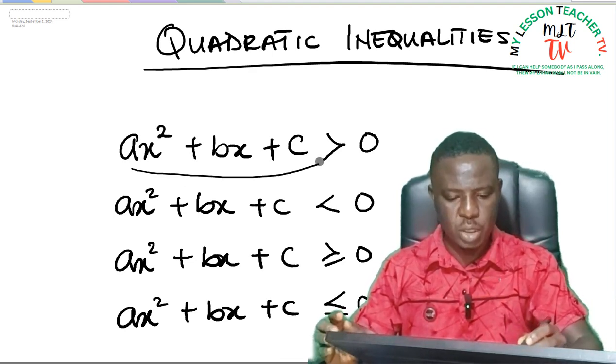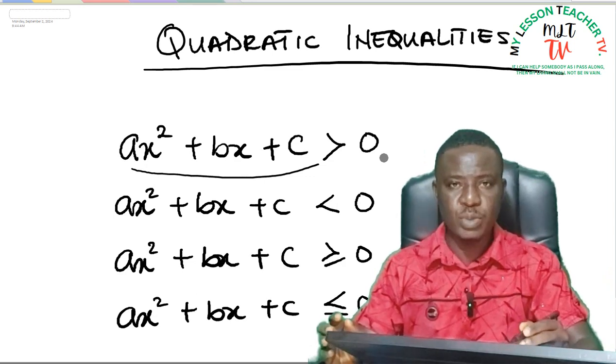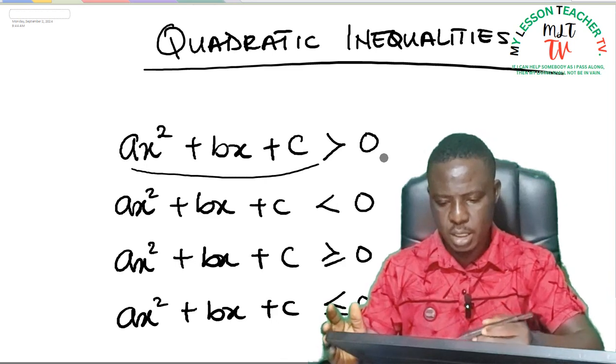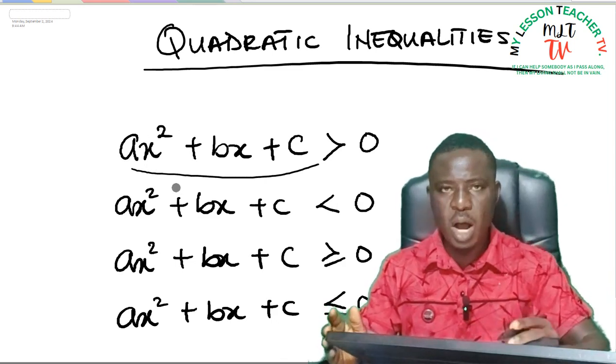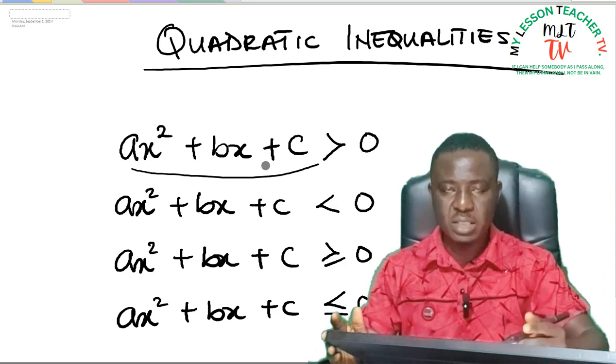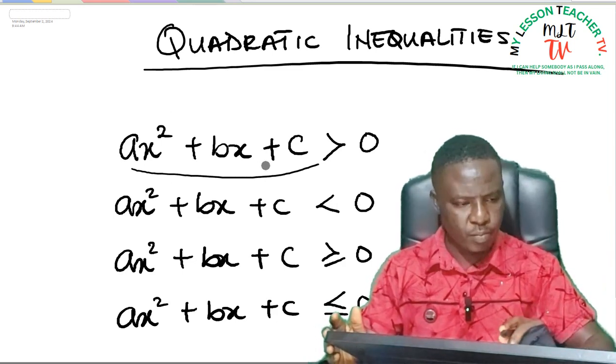So I did explain to you that a quadratic inequality is an inequality where one side is a quadratic expression and the other side is a 0. So you can have it in this form. And how do we know it's quadratic? Quadratic in the sense that the highest power of the variable is 2, where a, b, and c are constants.